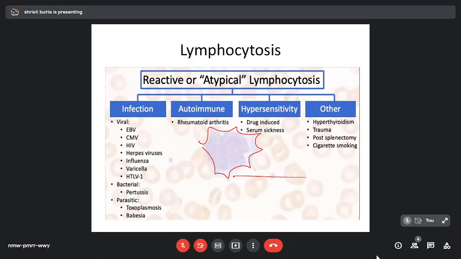And another important thing to note is that lymphadenopathy, pharyngitis, splenomegaly, and various hematological manifestations may be seen in this condition.